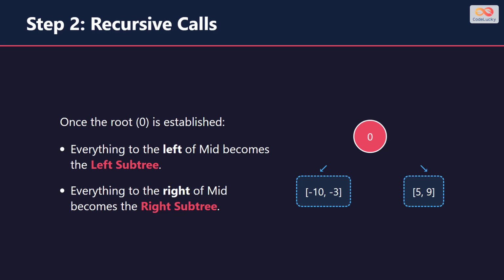Once 0 is chosen as the root, the problem splits into 2 smaller, identical problems. The elements to the left of 0, -10 and -3, will form the left subtree. The elements to the right, 5 and 9, will form the right subtree. We can solve these subproblems using recursion.